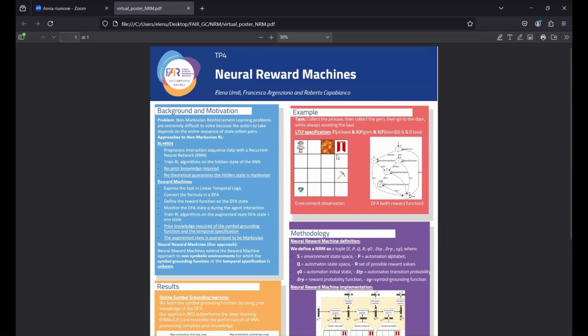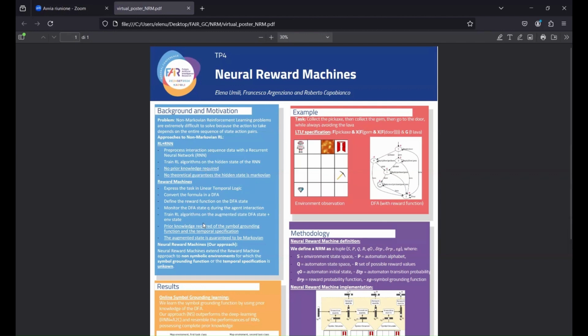The main approaches to non-Markovian RL are here in the light blue box, and they are the following. The first one is purely based on deep learning. Typically we have a neural network, an RNN, which processes the sequences of states and actions and outputs a representation for the state. This representation is not guaranteed to be Markovian, but in practice, generally it works. The advantage of this approach is that it does not require any prior knowledge in order to work.